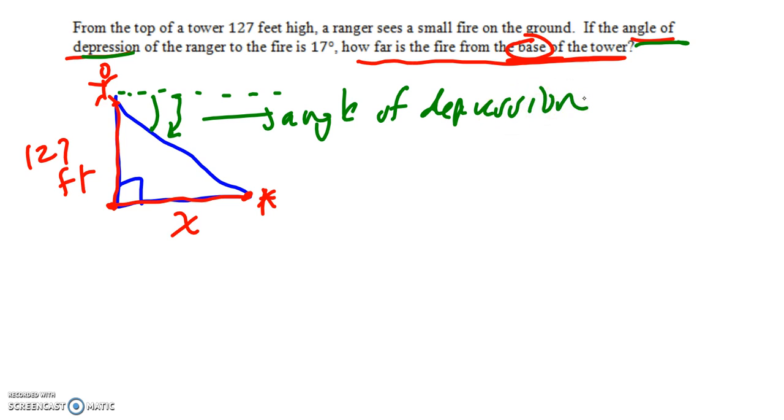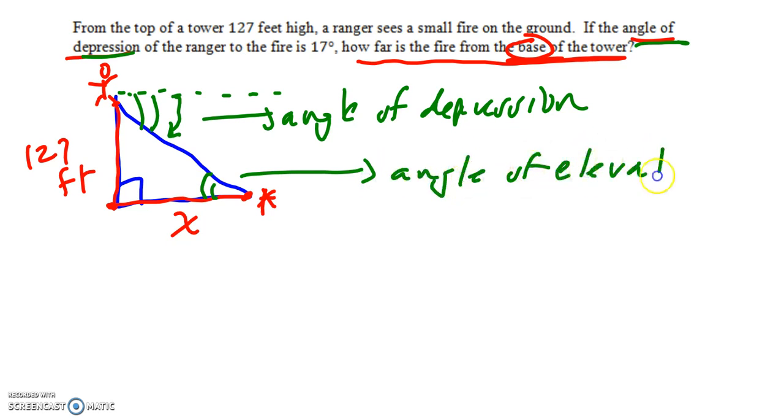And the interesting part is that the angle of depression ends up being congruent to this angle. Some of you might remember from geometry that these two lines are parallel, so these are alternate interior angles, and so they are congruent. This angle also has a special name, the angle of elevation. So if you're looking up from the ground. So that means if this angle is 17 degrees, this angle is 17 degrees as well.